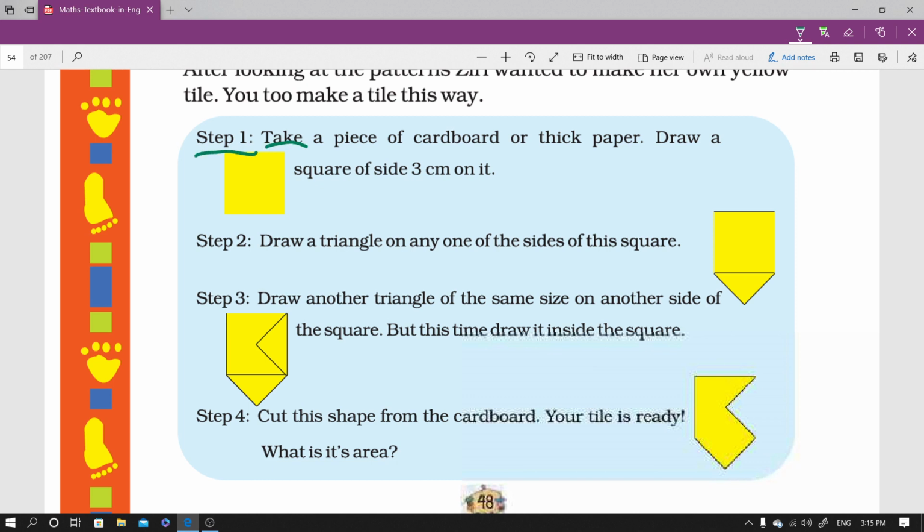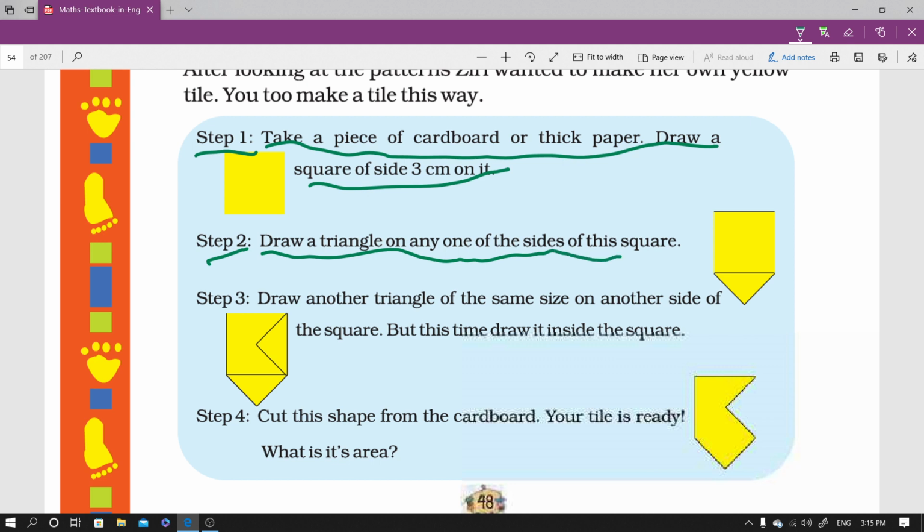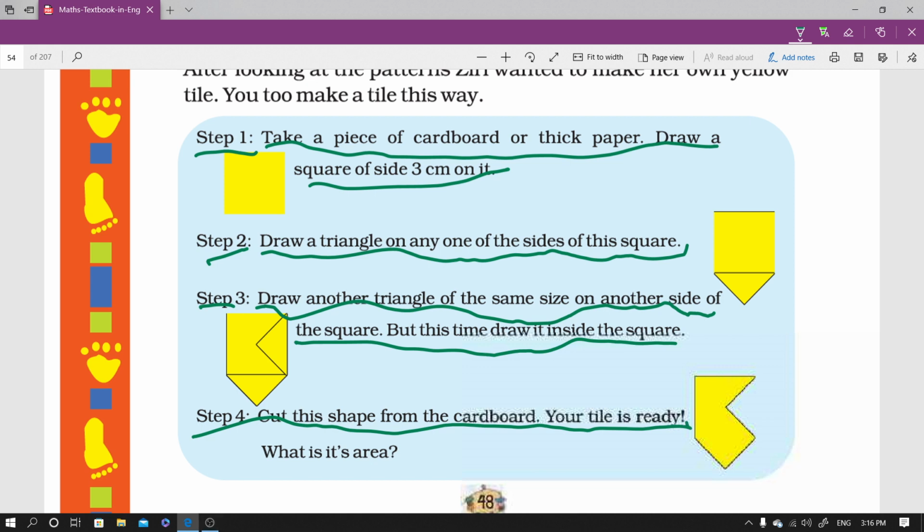Step 1. Take a piece of cardboard or thick paper, draw a square of side 3 cm on it. Step 2. Draw a triangle on any one of the sides of the square. Step 3. Draw another triangle of the same size on another side of the square, but this time draw it inside the square. Step 4. Cut this shape from the cardboard and your tile is ready.